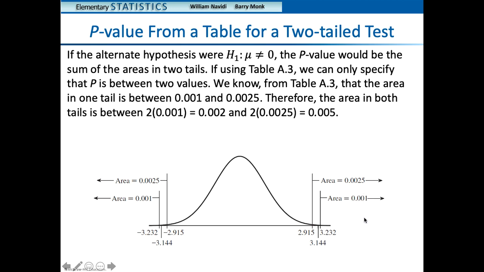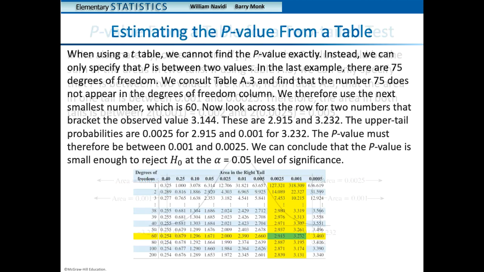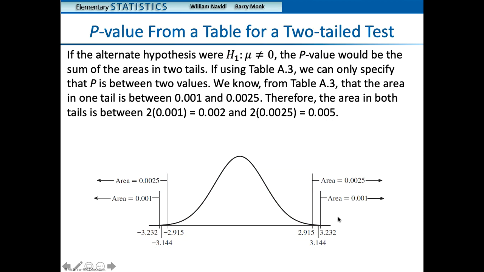Notice that the student's t-distribution chart only gives areas to the right tail. All the numbers in the chart here are positive numbers, and the areas at the top are areas in the right tail. However, you can also use this for left tail tests because of the symmetry of the curve. The area to the left of a negative number is the same as the area to the right of a positive number.